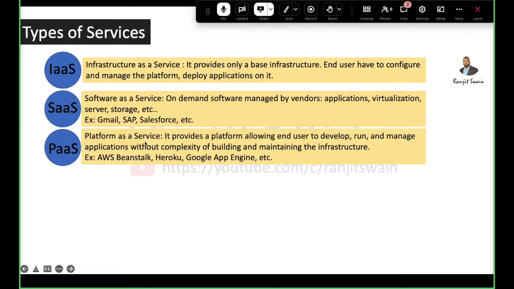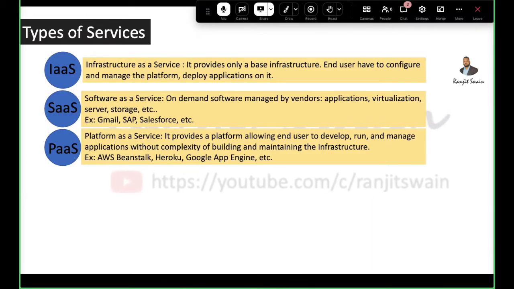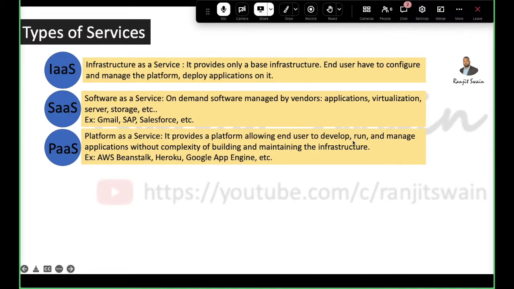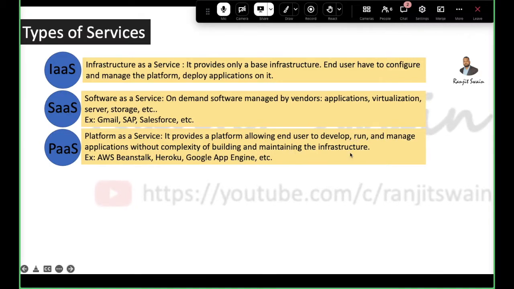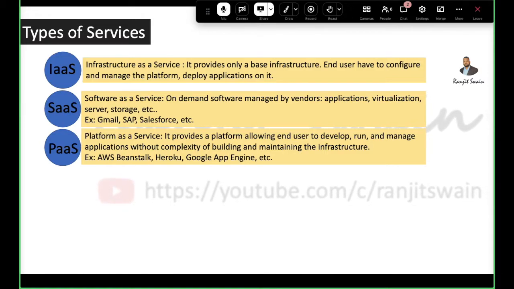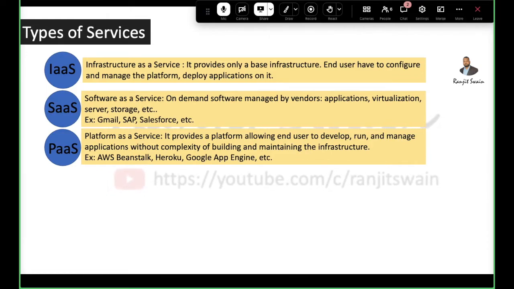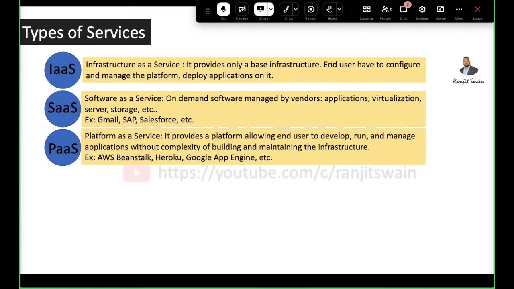In case of platform as a service, they are giving you a platform and you have to write your own applications, design your applications, build your software and use it, right? The platform allows end users to develop, run and manage applications without the complexity of building and maintaining the infrastructure. Here we are not going to build any infrastructure. It is like the house where you are only going to do the interior. In case of infrastructure, you are building your own house, exterior, interior, everything. But here we are going to focus only on our interior part, that means how good applications we can build and develop, because they are just giving you a platform.